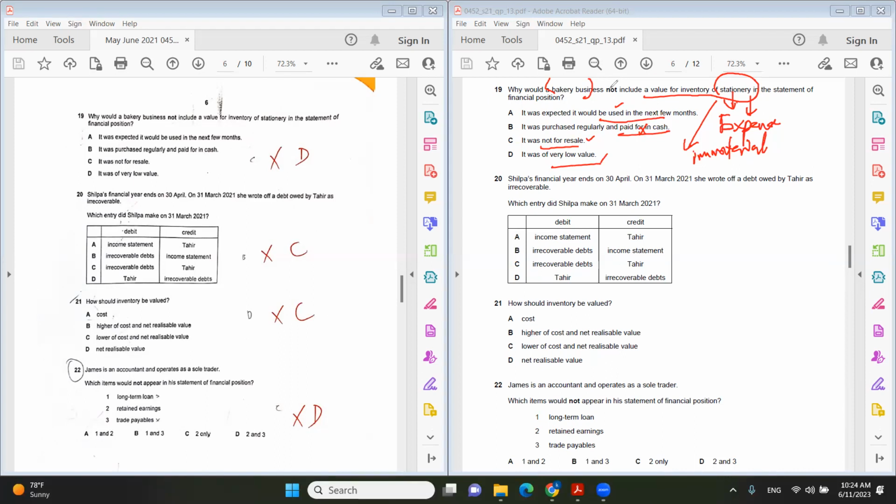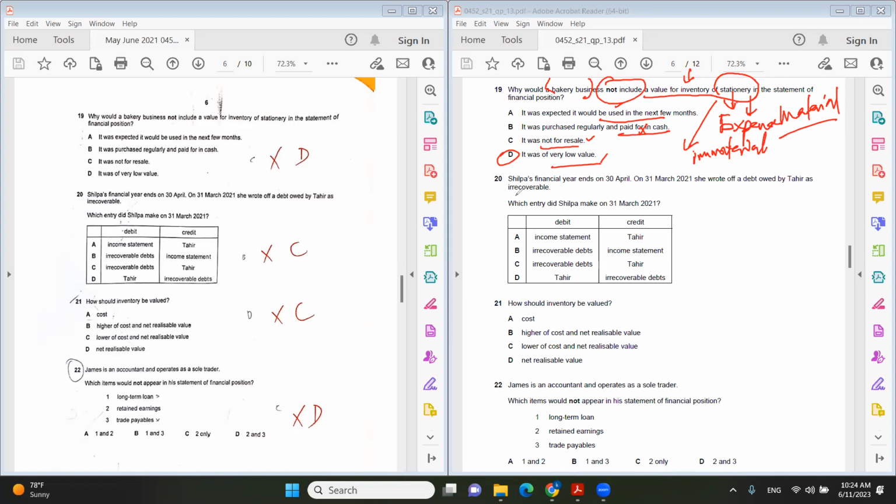But why do they say not to include it as inventory and to charge it out? Because, as I said, under the materiality concept you can treat it as an asset or charge it out depending on the value. Stationery for the bakery shop is not bought to sell, so basically we treat it as expenses because the value is insignificant, the materiality concept.